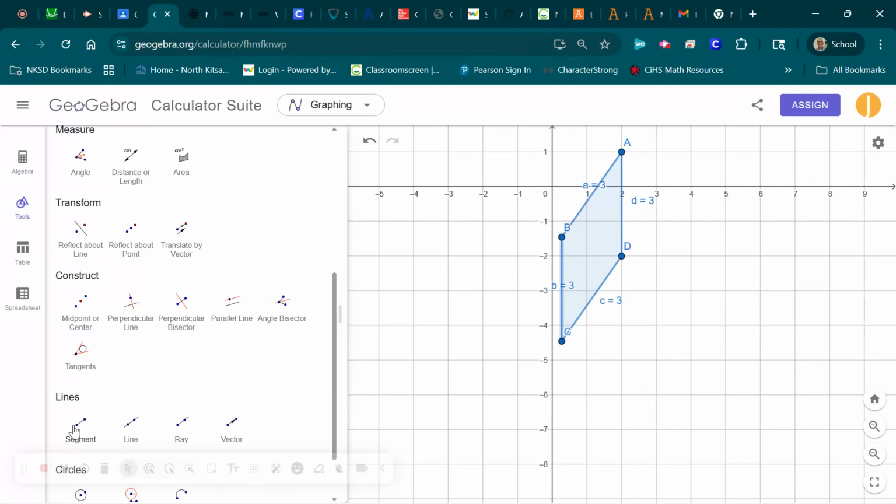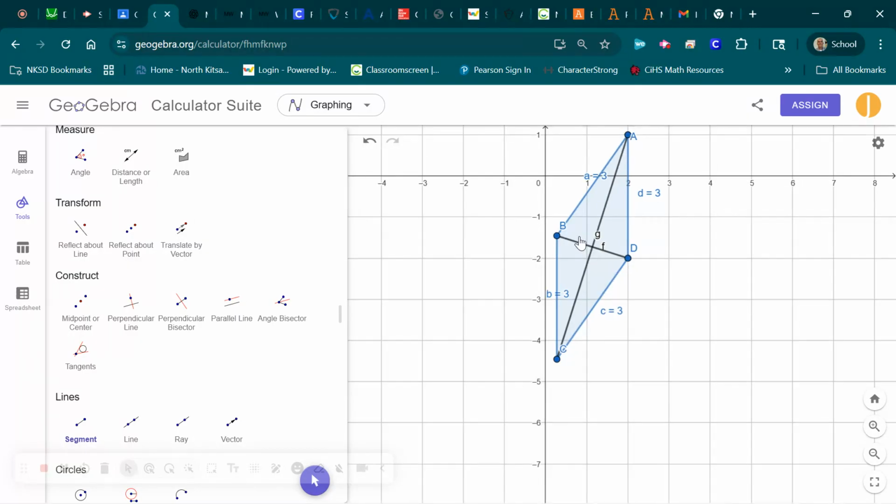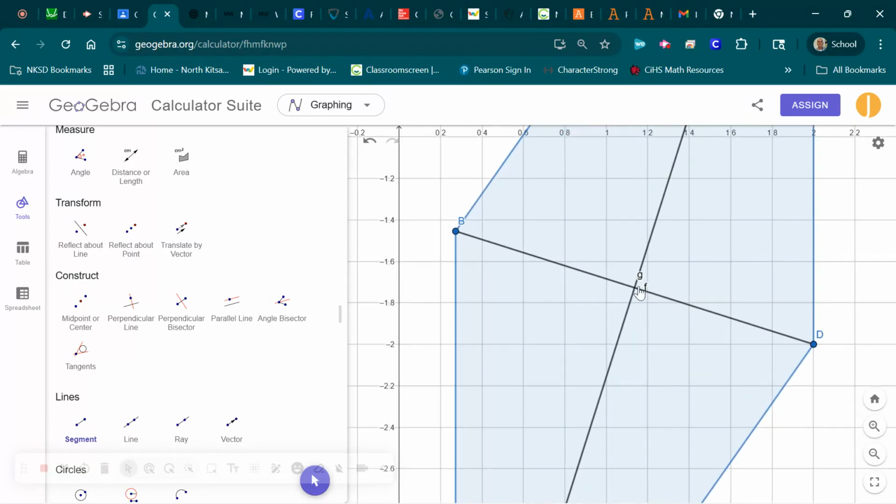So I'm going to go to segment, and I'm going to click on a vertex. I'm going to click on the opposite vertex. There's one diagonal. There's the other diagonal. Now, let's zoom in on this. Do you see how in the rhombus, that's a right angle right there?